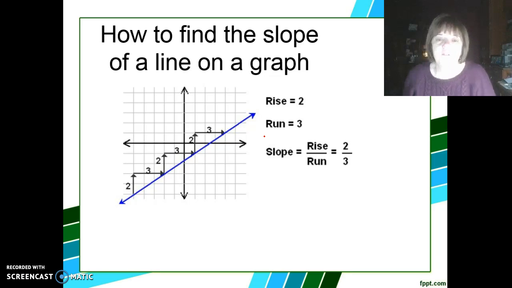Okay. So looking on a graph, this is how you do it. You look for places where the line crosses nice, even, like a crisscross, okay? Like here and here. And then you count. How far up do I have to go to be even with that? And then how far to the right or left do I have to go to be back on my line? So it's up 2 over 1. We call that rise over run.